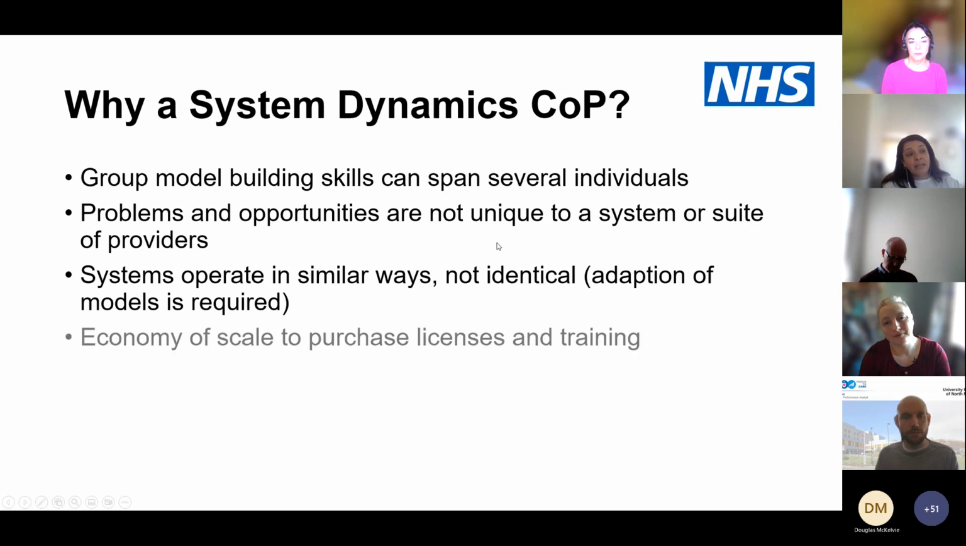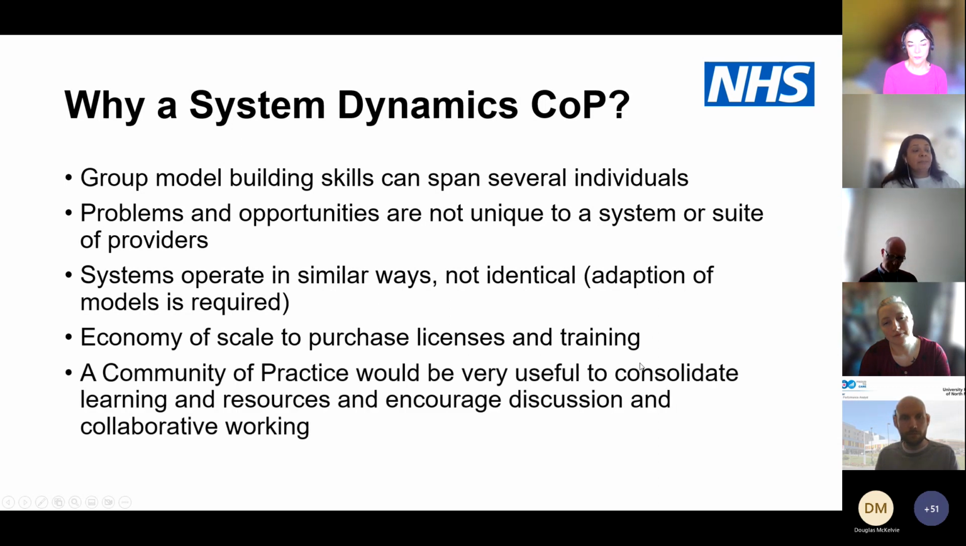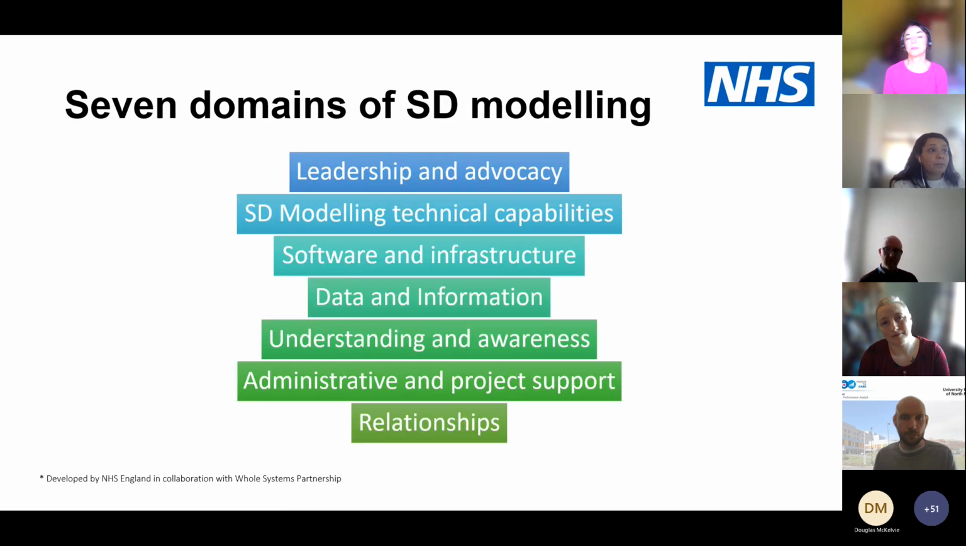We know that models cannot just be transferred and run perfectly somewhere else. They need to be adapted. But we can also think of, instead of buying, for example, licenses in different parts of the NHS, we could do a central pool of licenses. So there is an economy of scale as well. So there are lots of reasons why the community of practice would be useful. I haven't mentioned, but sharing the learning and encouraging discussion and collaborative working are also aspects that we could highlight.